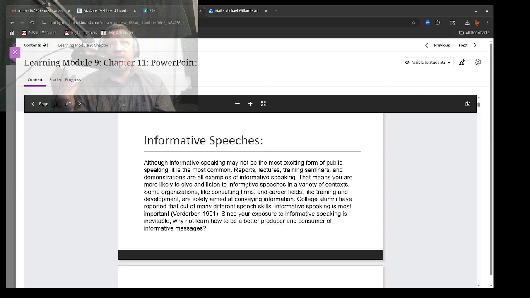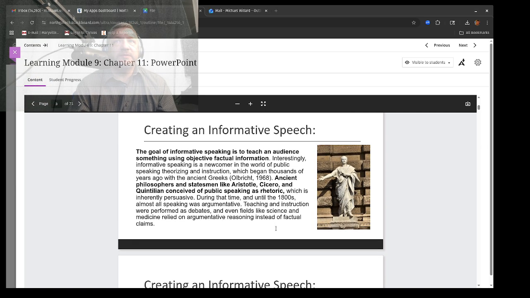College alumni have reported that out of the different speech skills, informative speaking is the most important. Since your exposure to informative speaking is inevitable, why not learn how to be a better producer and consumer of informative messages, right? And that's what this section's about. So when we create an informative speech, the goal of informative speaking is to teach an audience something using an objective, factual information base.